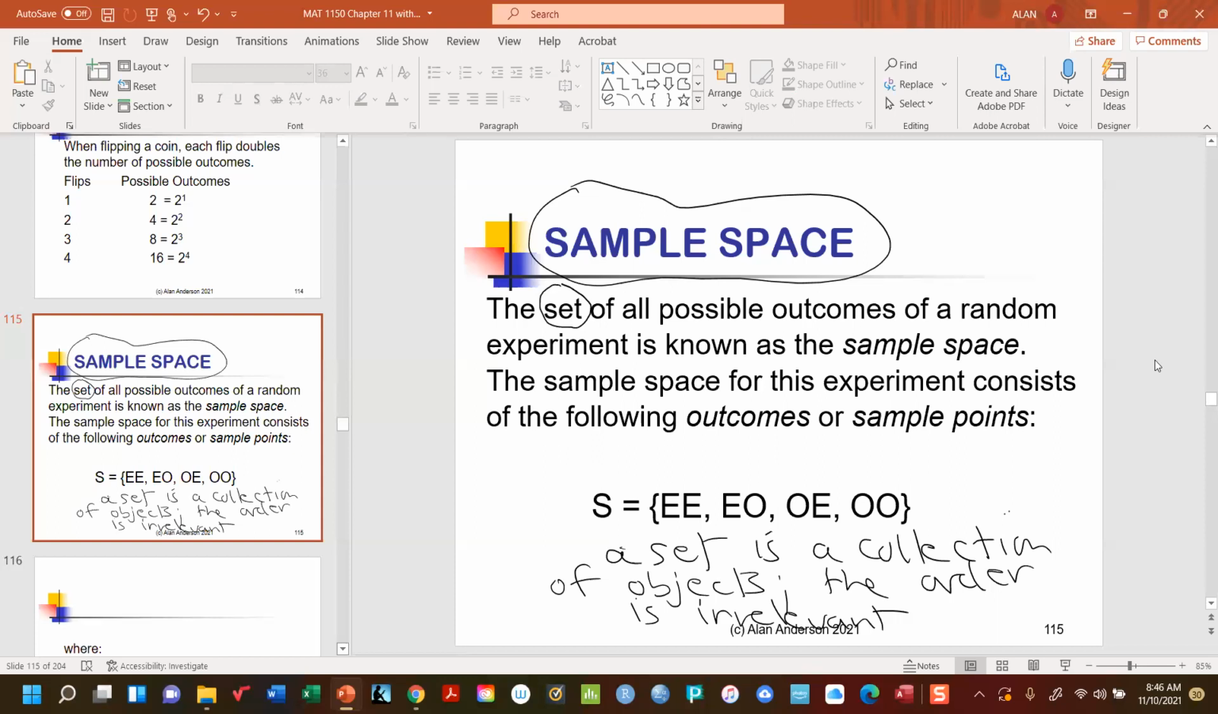Okay, now the sample space will help us to calculate probabilities. In this case, like I said, it's a very simple example because each element in there is equally likely to occur.